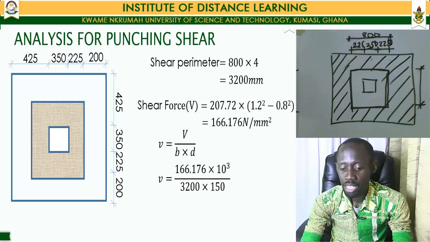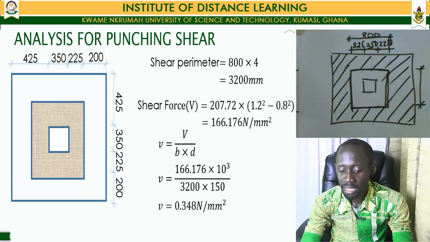So our punching shear stress becomes 166.176 multiplied by 10 to the power 3, divided by our breadth, which is our shear perimeter, which was equal to 3200, multiplied by our effective depth, which is 150.